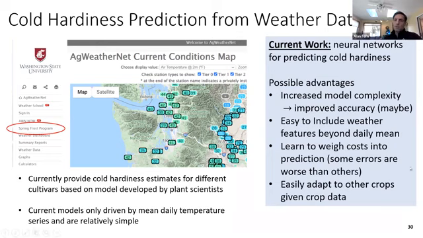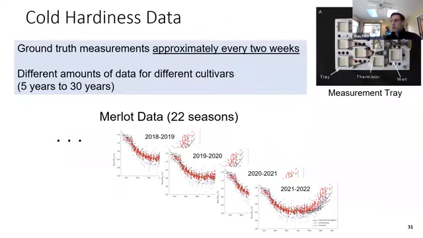And then once you have a machine learning model set up like this, it's easy to adapt it to other crops, right? If you have data for those crops. So rather than spending another 2 years designing a scientific-based model. So what data do we have? Well, I told you about this measurement tray.